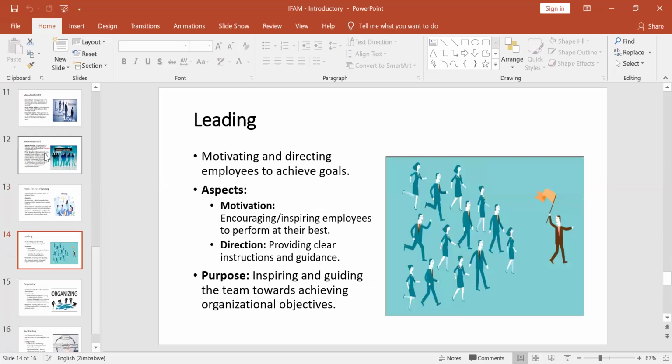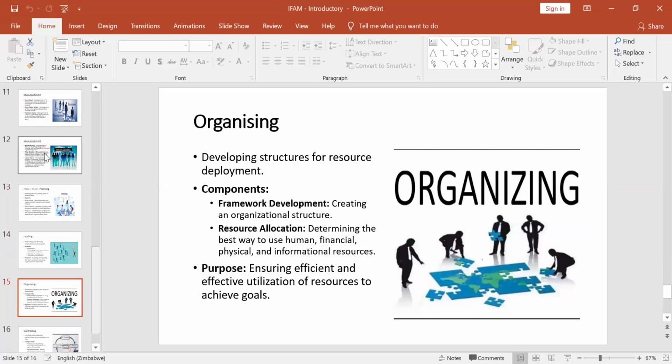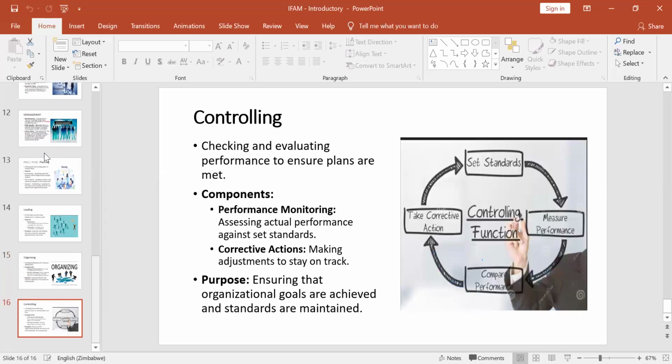Then the second thing is they lead, they motivate and direct employees. They also organize, which is to develop structures for allocation of resources. And they also control to make sure that everything is moving smoothly. They check, evaluate performance to ensure that the plans are met. So that's what we covered on the introductory.